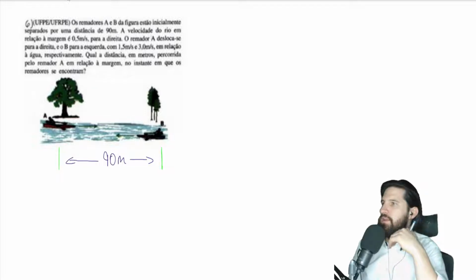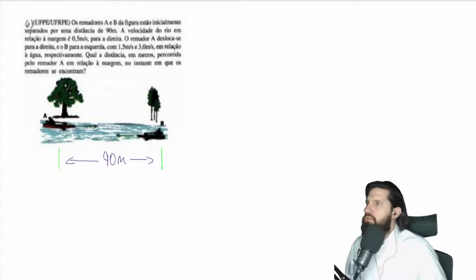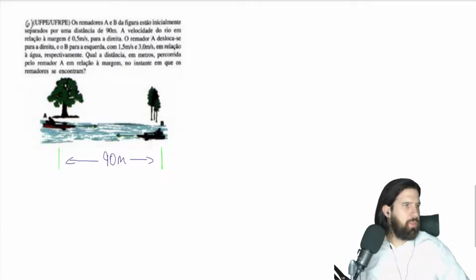So that's 90 meters of velocity. Okay. I think we've got two kind of boats going. One moving at 0.5 meters per second. The other one 1.5. And 3. Yeah, I'm gonna need a translation, I think, on this one.